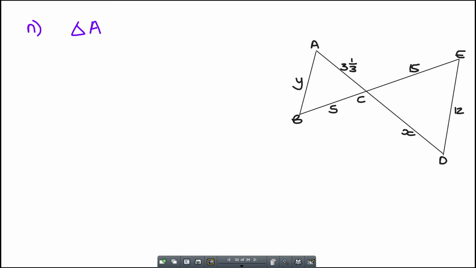That's it. ABC is similar to triangle DEC, sorry. Okay, so from that we can gain a lot of information. Now they say calculate X and Y.